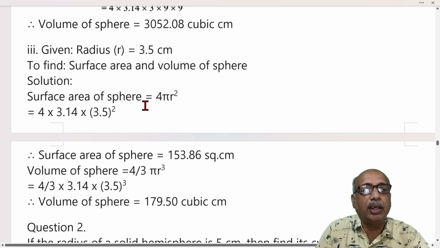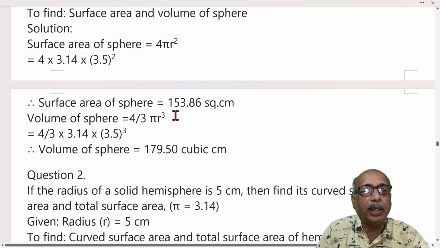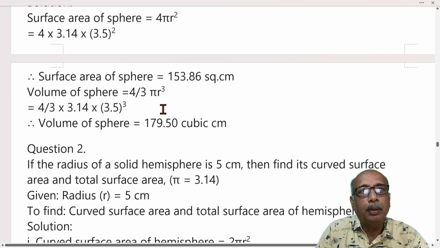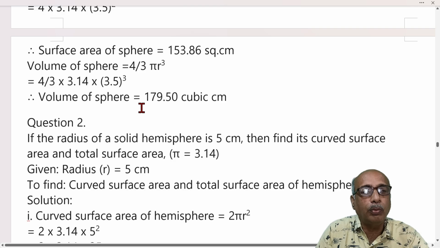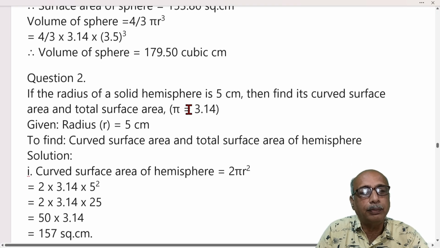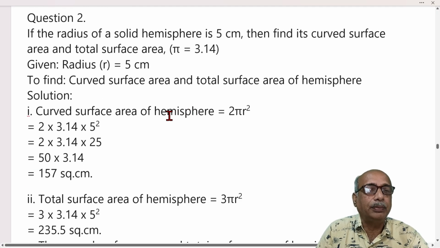So surface area of sphere equals 4 pi r square. Substituting the value, we get surface area of sphere equals 153.86 square centimeter, and volume of sphere by applying formula 4 by 3 pi r cube, we get after substituting and calculating the value, volume of sphere equals 179.50 cubic centimeter. Next question.